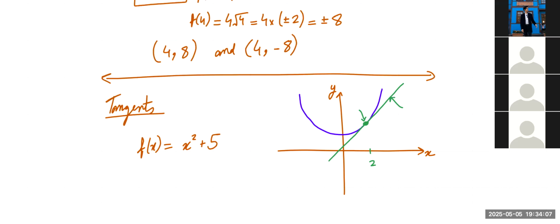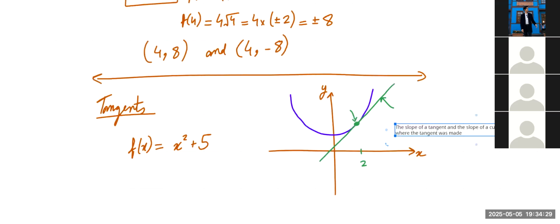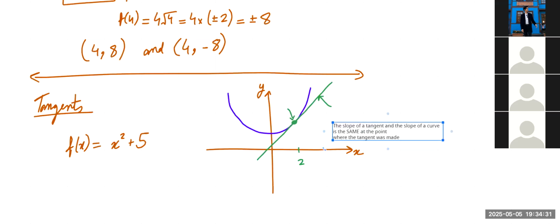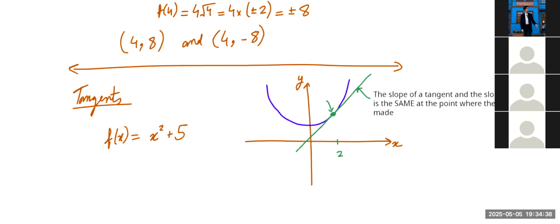Okay. So what have we deduced? We've deduced that the slope of a tangent and the slope of a curve is the same at the point where the tangent was made. Because you draw a tangent at a specific point, of course. So the slope of both of these, the curve and the tangent, will be the same wherever the tangent is drawn. Okay? So in this case, the slope of this tangent, let's call it L1, because it is at the end of the day a straight line.